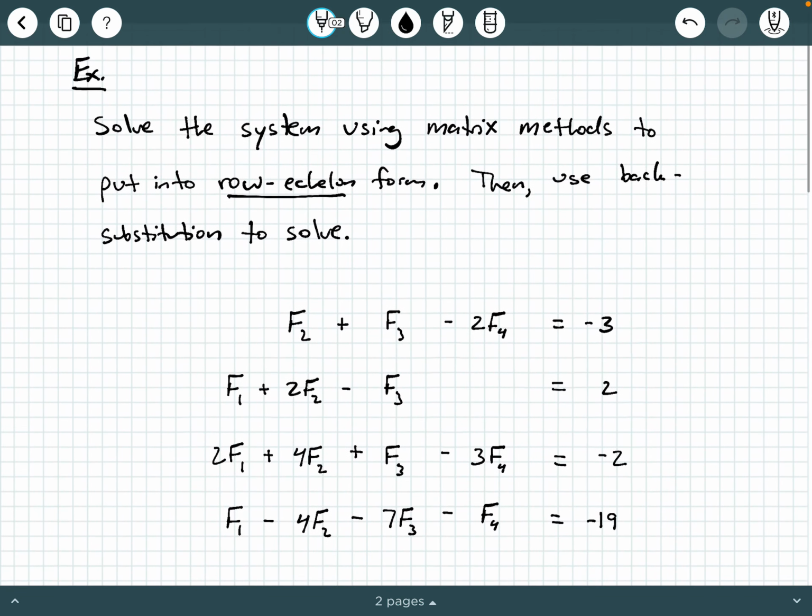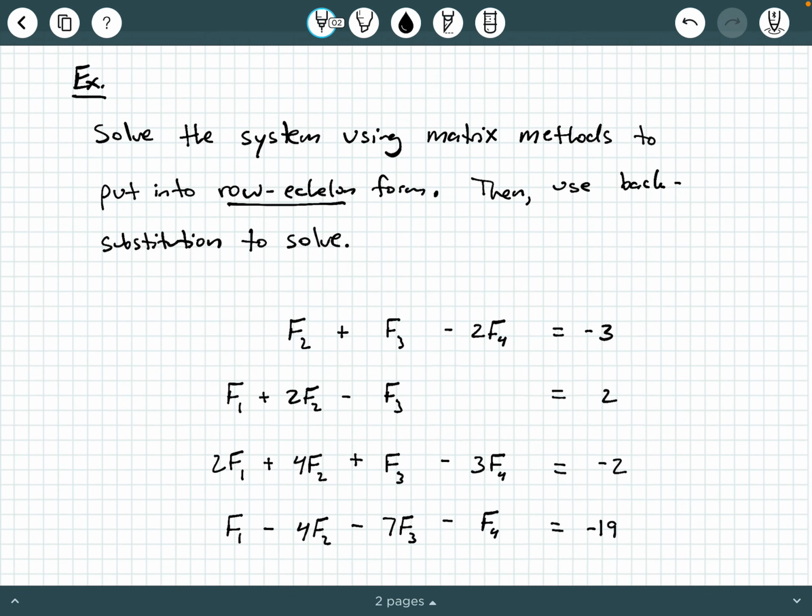In this example, we are being asked to solve the system using matrix methods to put it in row echelon form. Notice it does not say reduced row echelon form here, it's just row echelon form. Then use back substitution to solve. So in this particular example, we do not have to achieve the full reduced row echelon form. We just need to achieve row echelon form, which will make some of our matrix manipulations a little simpler, and then we can use back substitution from that point on.